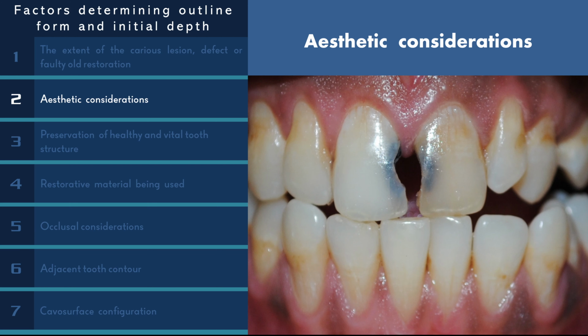The second factor which determines the outline form is the aesthetic consideration. In the picture, you can see that there is a mesial caries in tooth number 11 and 21. We should understand that there is no restorative material which can mimic exactly like the natural tooth structure. So whenever it is possible, the labial enamel should be preserved. In this case, the labial enamel can be preserved by excavating the caries from a palatal aspect. Thus, the aesthetics can be maintained and a better aesthetic restoration can be given to the patient.